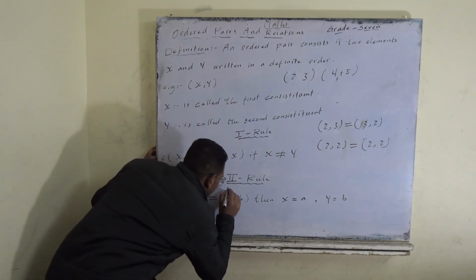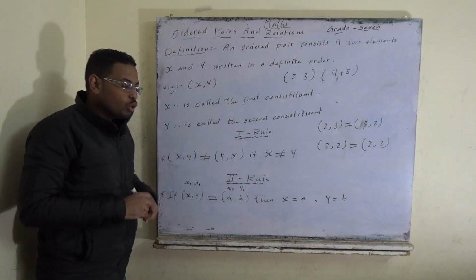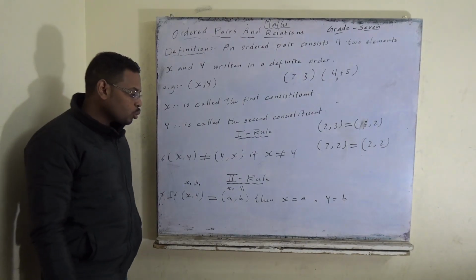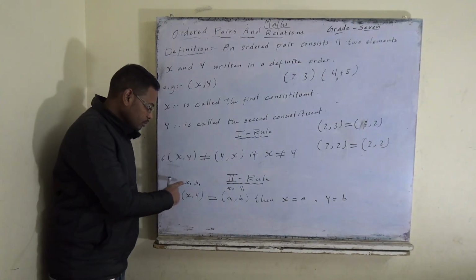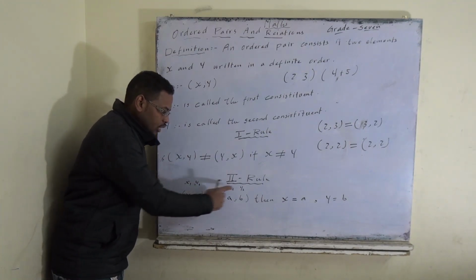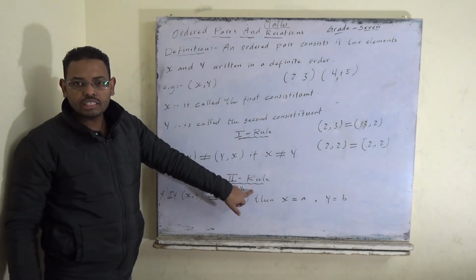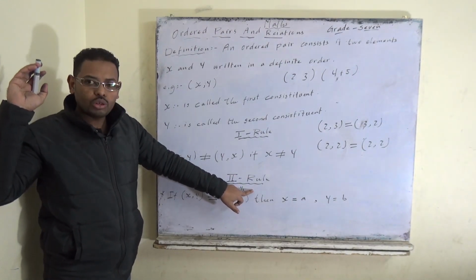As y1, and this is as x2 and this as y2. Now this rule is saying what? This rule simply is saying that x1 is equals to x2 and y1 is equals to y2. That's it, simply. This is the meaning of the rule.